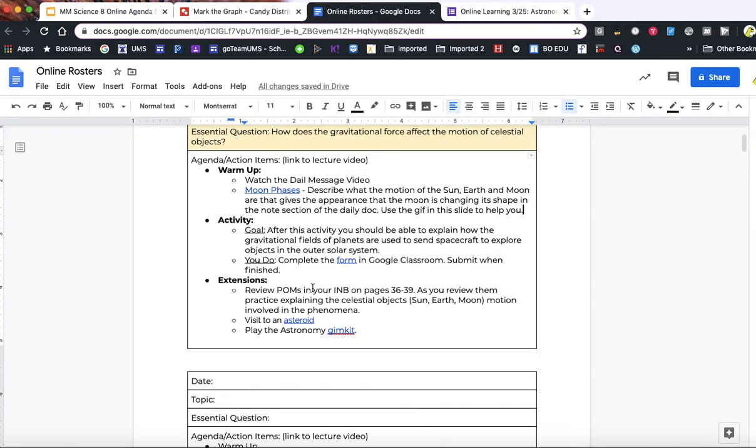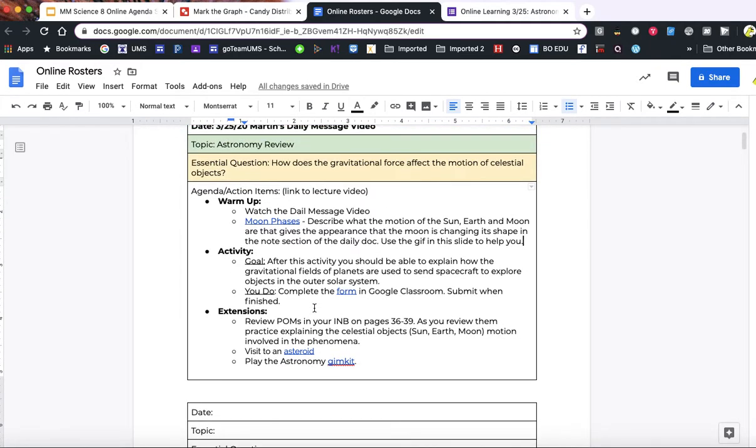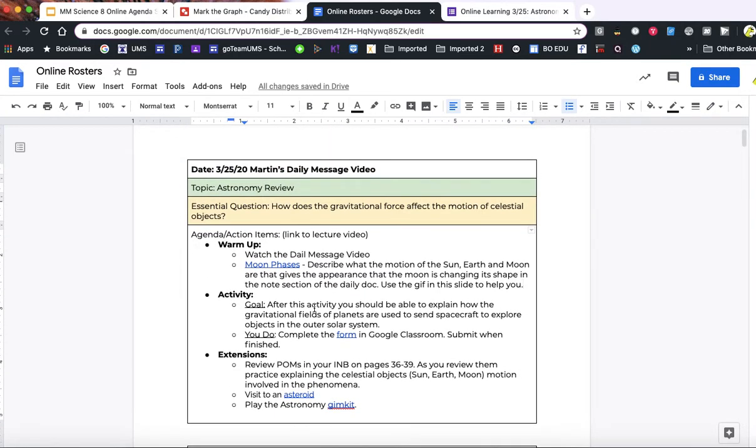Next thing for today is when you go to the daily doc, you will see here the warm up, the activity, and the extensions, but you need to scroll down to find your name. And that's where some of you have been not completing the warm up part.